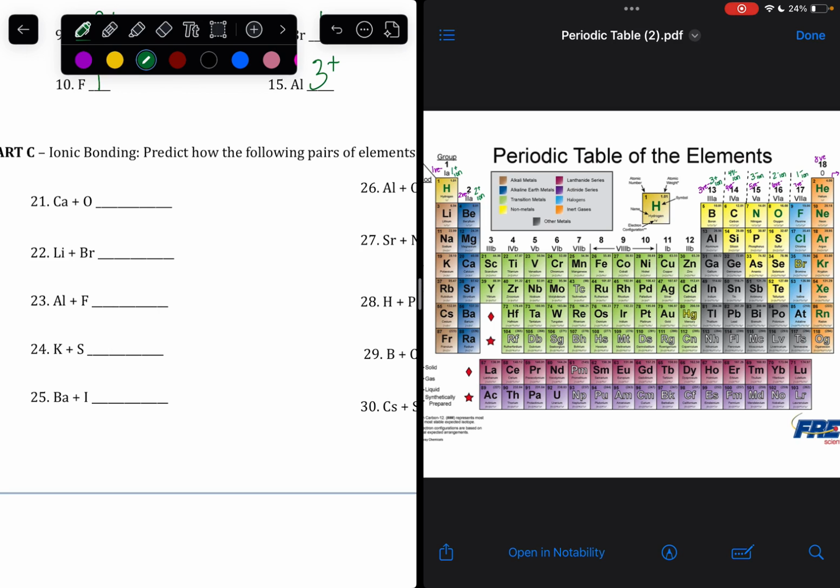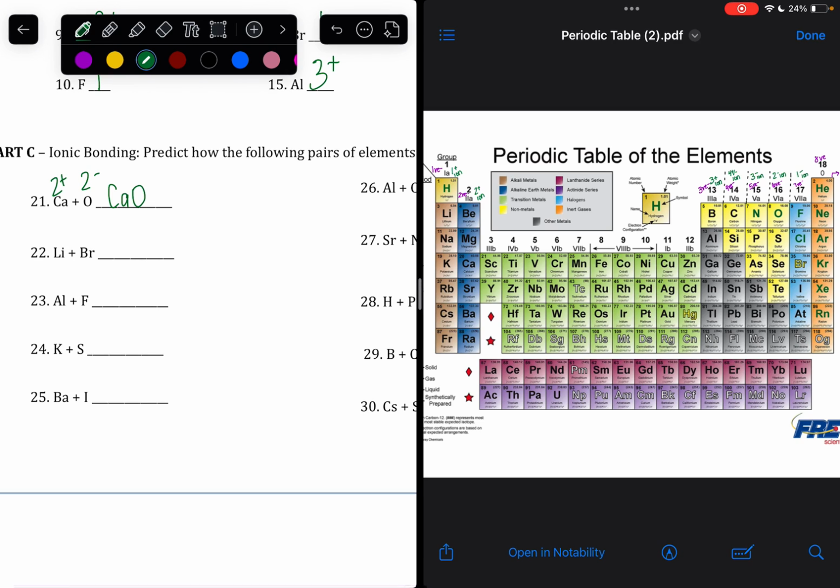All right, calcium is here in group 2. It has a 2 plus charge. Do not try to do this in your head. You're just learning. Write it down. Show your work. Oxygen is in group 16. It has a 2 minus charge. If I have a 2 plus and a 2 minus, those two are going to easily cancel each other out, so I don't need to add any subscripts, and I just have CaO for calcium oxide.